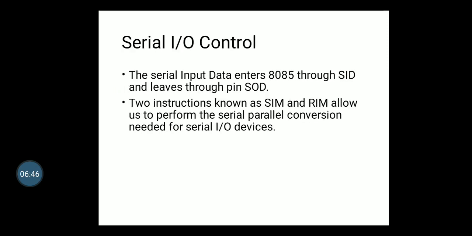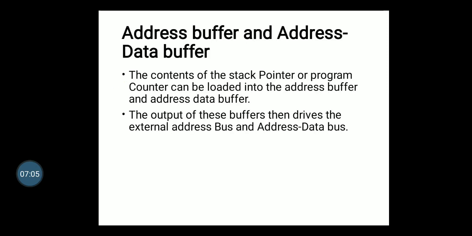Next one is the serial IO control. The serial input data enters the 8085 through SID and leaves through pin SOD. Two instructions known as SIM and RIM allow it to perform the serial-parallel conversion needed for the serial IO devices. So next one is the address buffer and address data buffer.